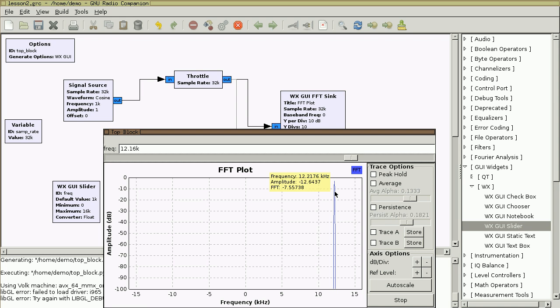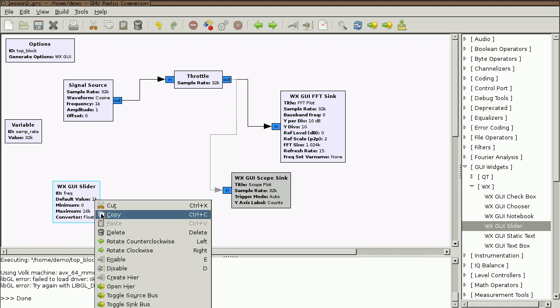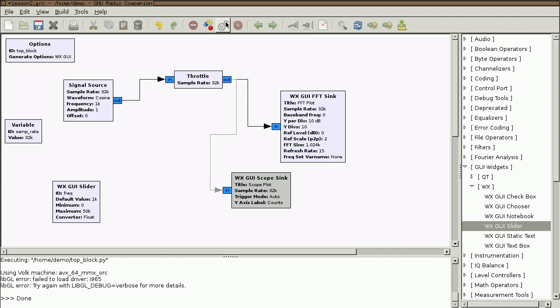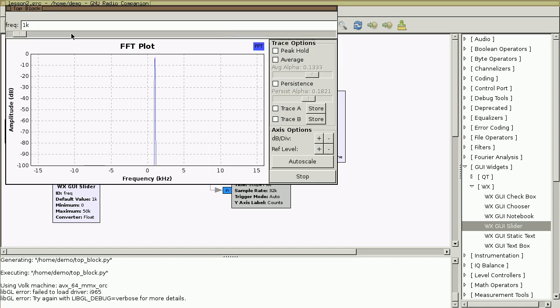Now, the next question, question 5, is what happens if you specify frequencies greater than 16K? So I'm going to go into my slider here, and I'll change its maximum value from 16,000 to 50,000. How about? And let's see what happens. So it looks the same when I start up with it configured to 1K. I can slide it down to 0. It looks fine. I move it up. I move it up. It looks fine all the way up to, let's see, 16.